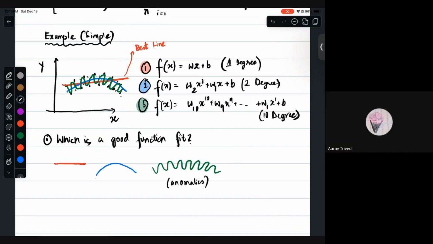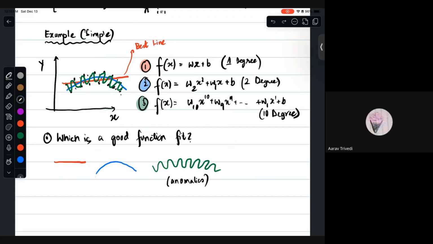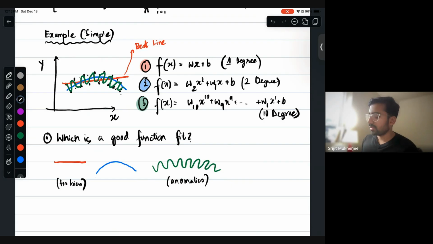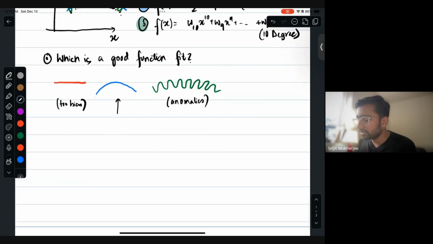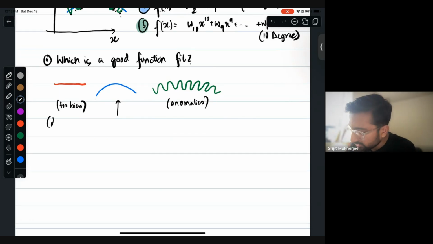Yes, Arav? Yeah, I was also going to say that the other one is too biased, and the other one has too much variance. So the blue one is a good fit in the middle. Very good. So this one is a very good fit. As you have said, this is susceptible to anomalies and this is too biased. Like this doesn't fit it well.